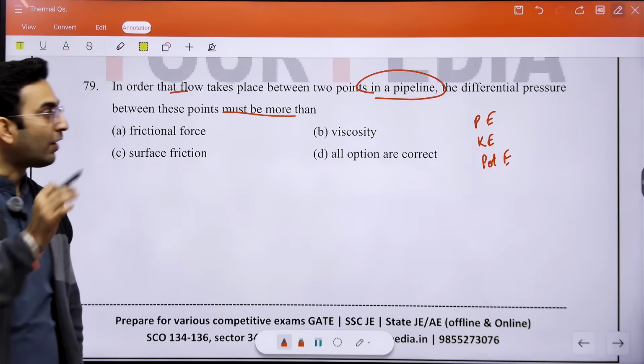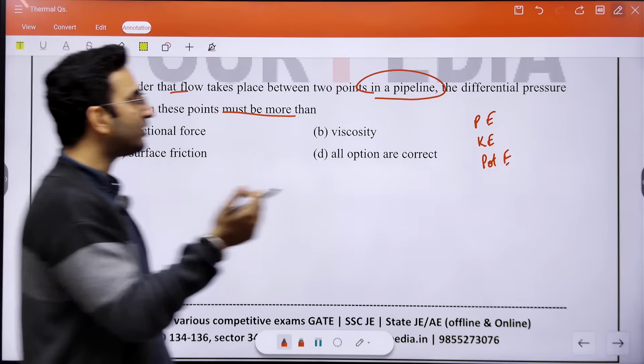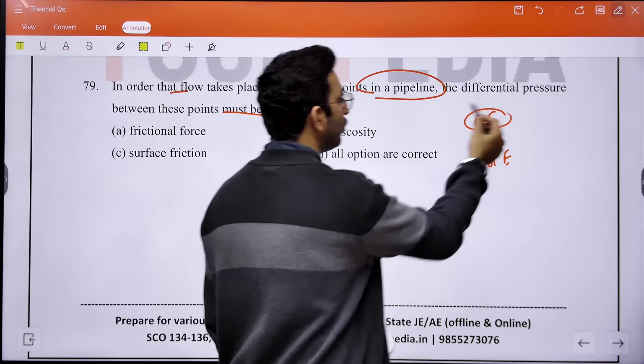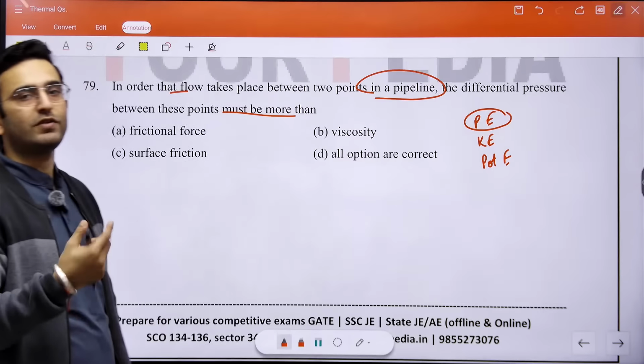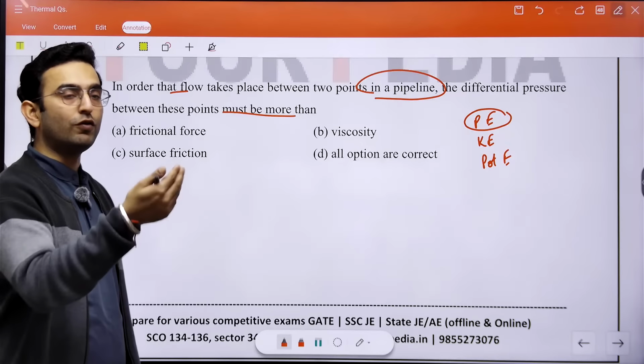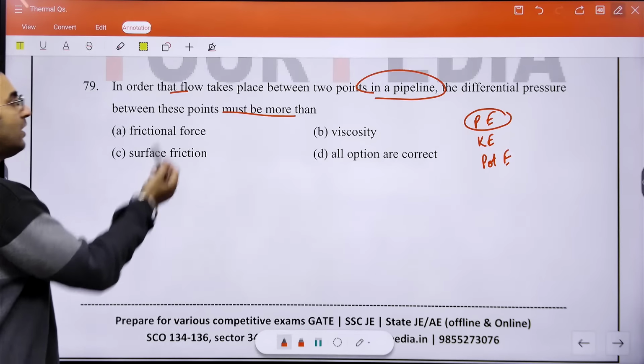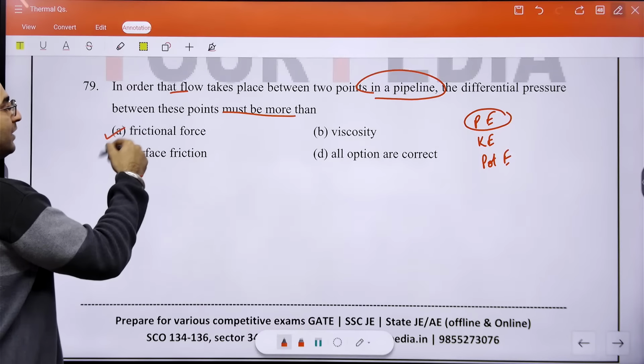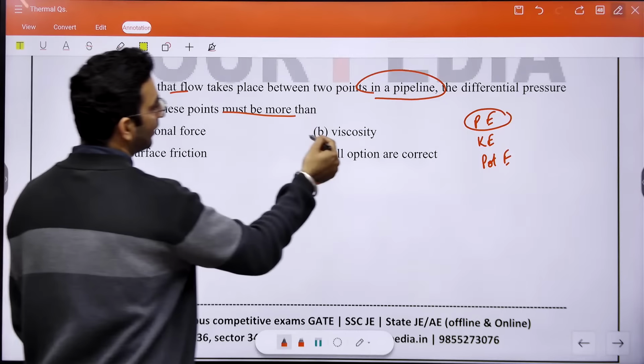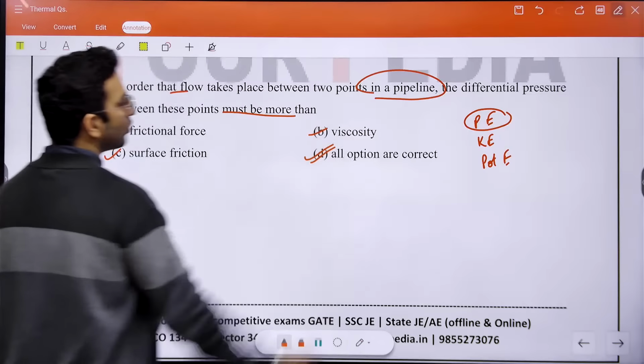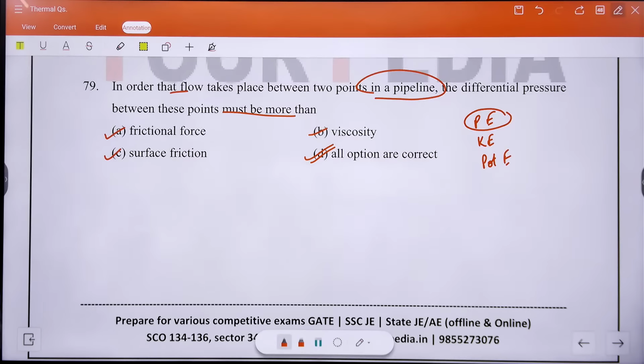Which energy is generally used to overcome the friction? The pressure energy is generally consumed to overcome the friction. That is why we have a negative pressure gradient in the fluid flow. So the pressure difference must be more than the frictional force, surface friction and the viscosity. So option number D, all options, is going to be the correct answer here.